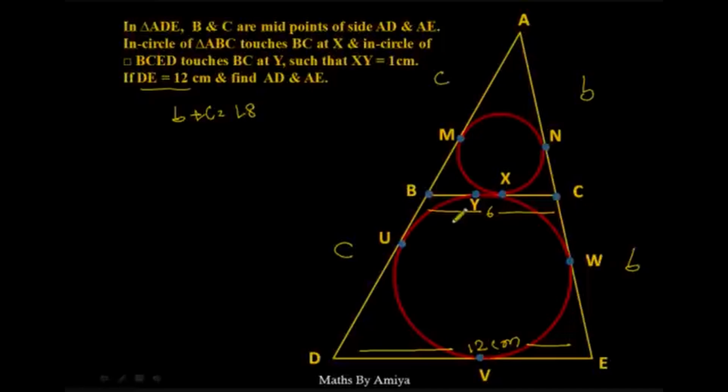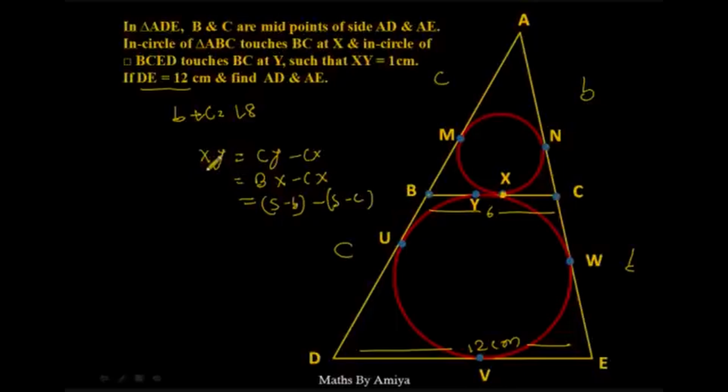I hope it is clear. The opposite side sum is the same. Now it's time to use XY equal to 1 centimeter. What is the value of XY? Can we say XY is equal to CY minus CX? And we have seen the last concept was CY is nothing but BX. So we can replace it by BX minus CX. X is the tangential point for the inner circle, and BX in terms of S is nothing but S minus B, and CX in terms of S, meaning the semi-perimeter of the smaller triangle, is S minus C.